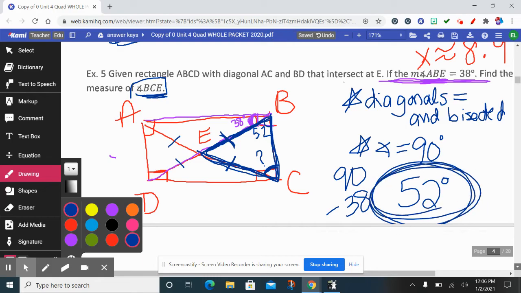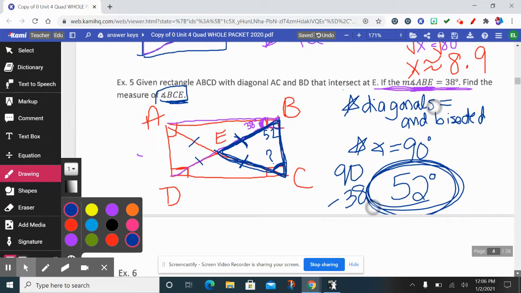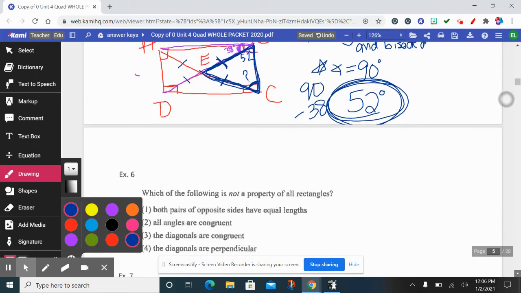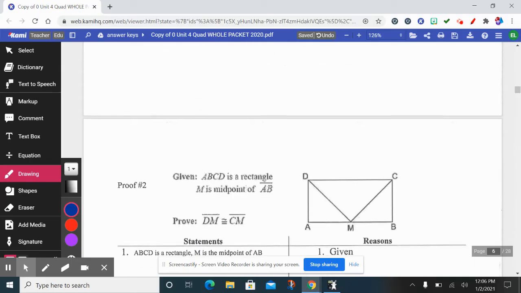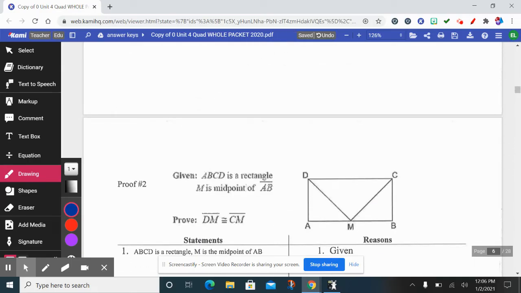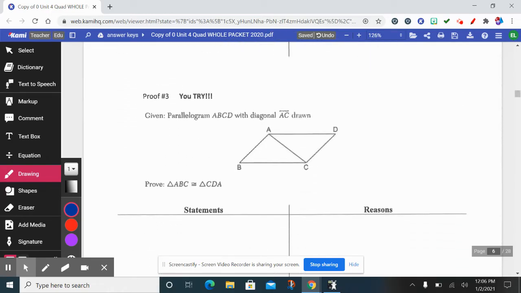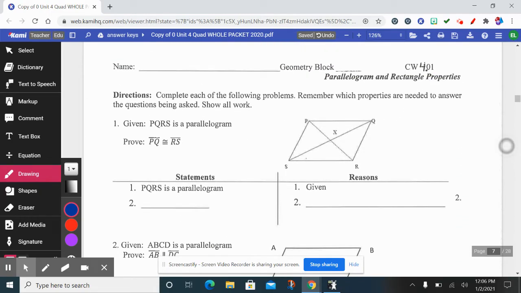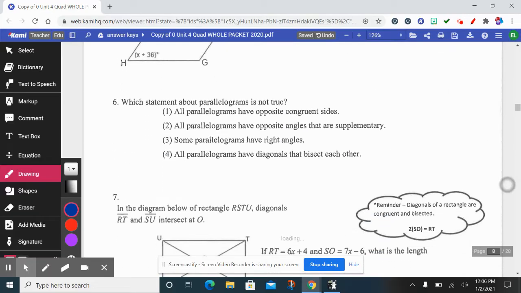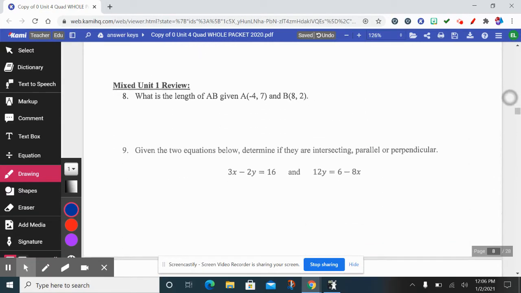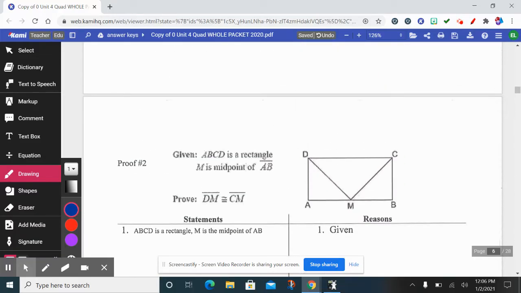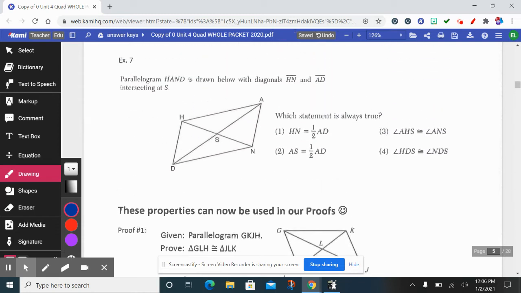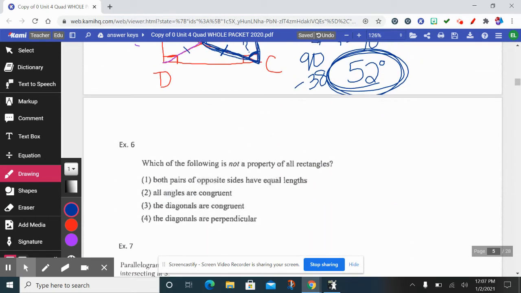So again, you really have to pay attention to what you're drawing in these diagrams and what you're labeling. Okay, so the whole point to this course is to really pay attention to those details. Okay, questions 6, 7, and we do have some proofs. I believe I'm going to skip the proofs for today so that you can try the classwork. So your classwork has about 9 questions total. There's some mixed review questions there. But I am going to skip through a couple of these proofs. I'm going to come back to those next time because we're getting a little long on our video today.